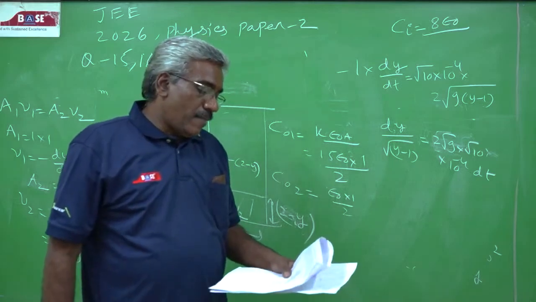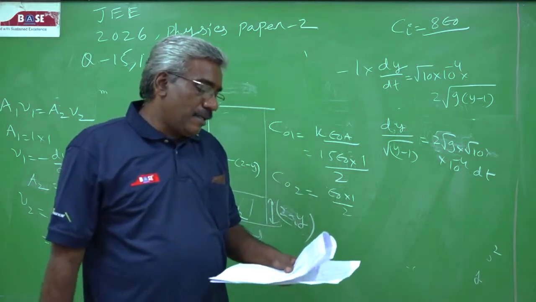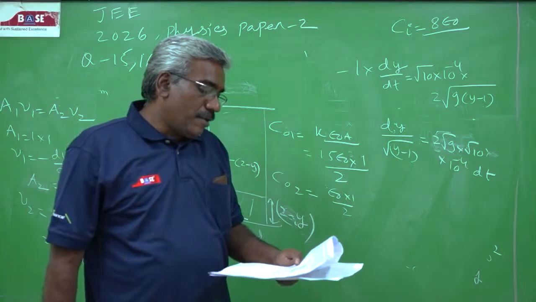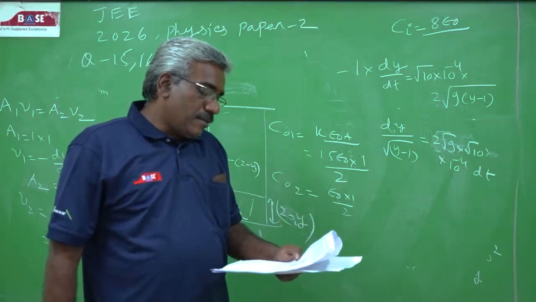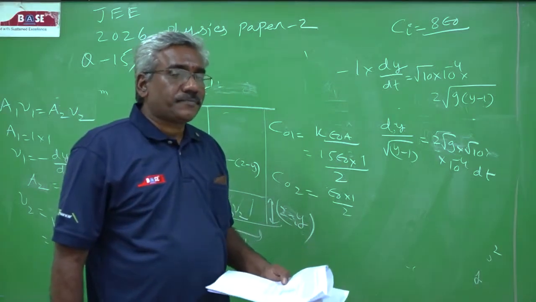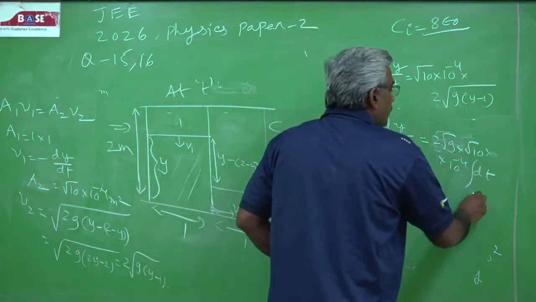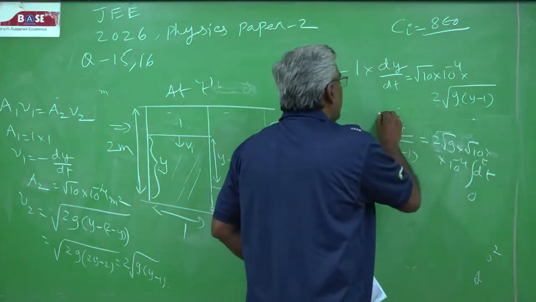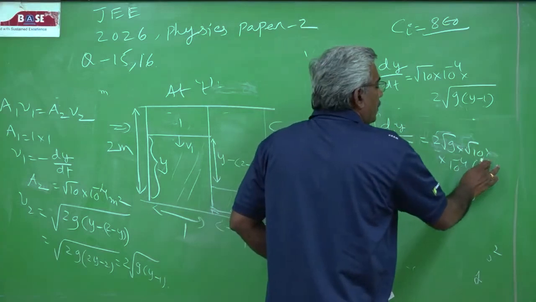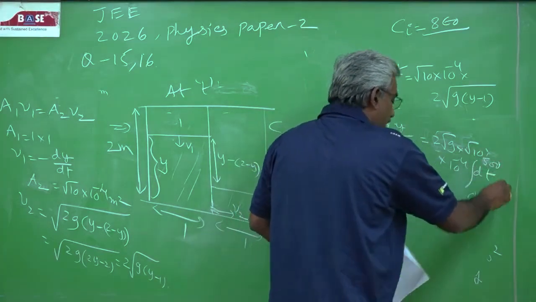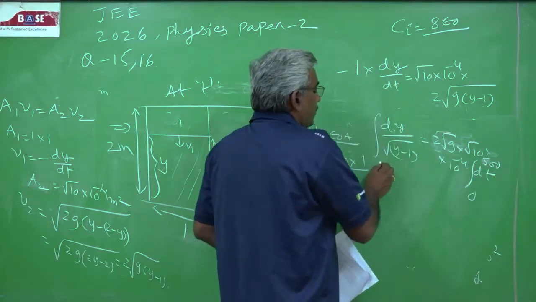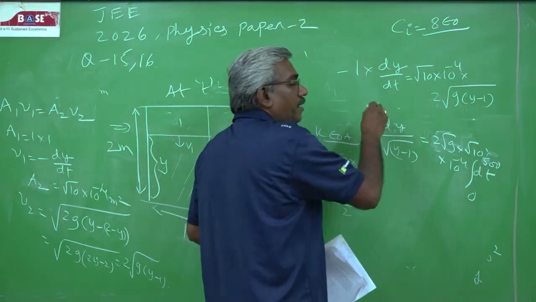So what did he say? At t is equal to something like that. Question number 15. At t is equal to 500 second. So you have to write, this is from 0 to t, and this is 0 to 500 second, and this is 0 to y, okay?